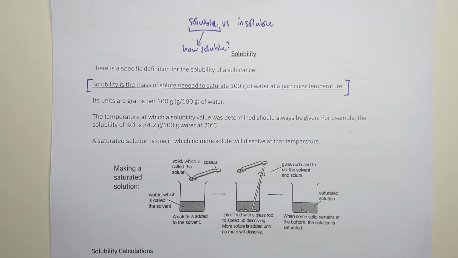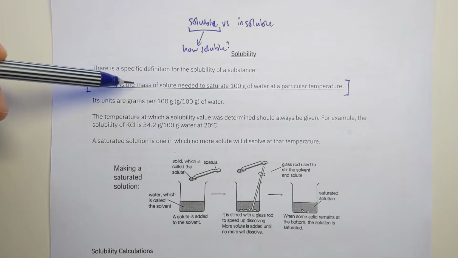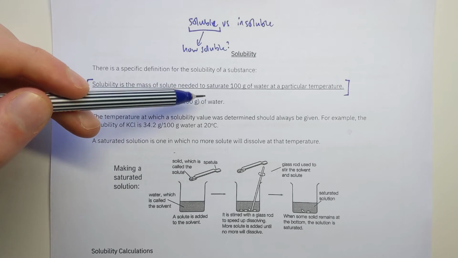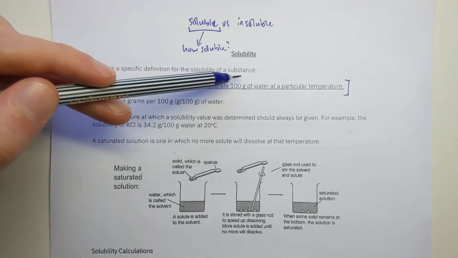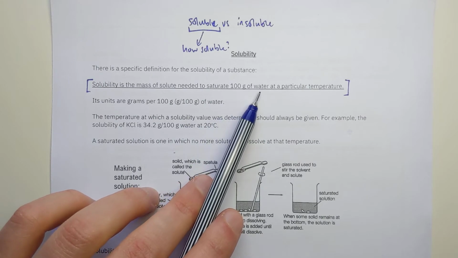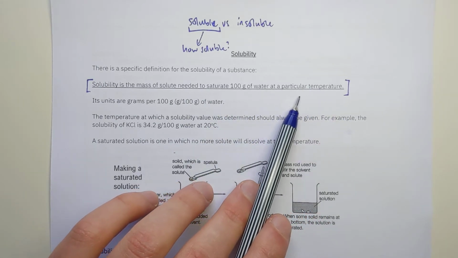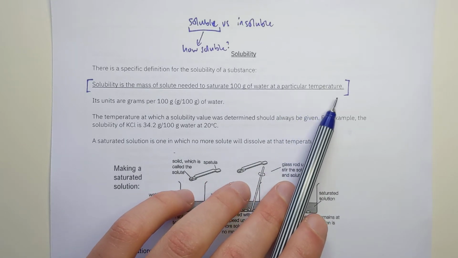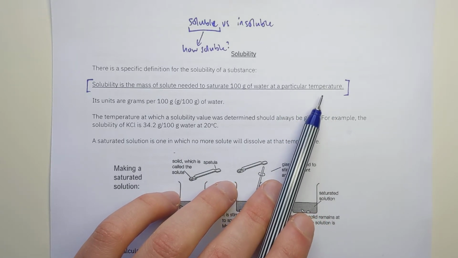So most of it's generally okay. Mass of solute is a fancy way of saying mass of solid. We'll come back to saturate, that's probably the only thing that's a wee bit complicated. We're using 100 grams of water. That just makes it a fair comparison. You have to keep the amount of water kind of constant. And with particular temperature, generally the solubility is going to be different depending on the temperature, so you have to quote the temperature you're doing your experiment at.